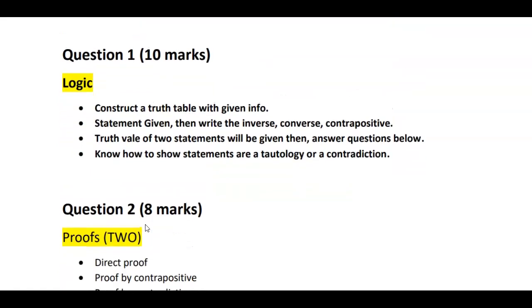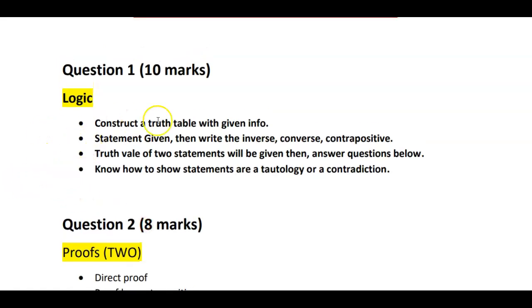Now, logic carries quite a bit of marks, 10 marks. So basically, construct a truth table is the most popular one they give you, right? They give you a whole compound statement, and they say to get the answer for it, do a truth table. Then, statement given, write the inverse, contrapositive or converse. This means they might say P implies Q, and then you write the inverse, converse, contrapositive. Or they might do it differently. They might give you actual word statements and you have to do it.